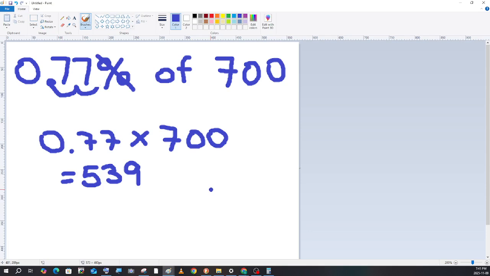So that is how you do a question where you're finding a percentage of a number. Now it is your turn to show off your math superpowers. Go ahead and complete the finding a percentage of a number worksheet that you were given.